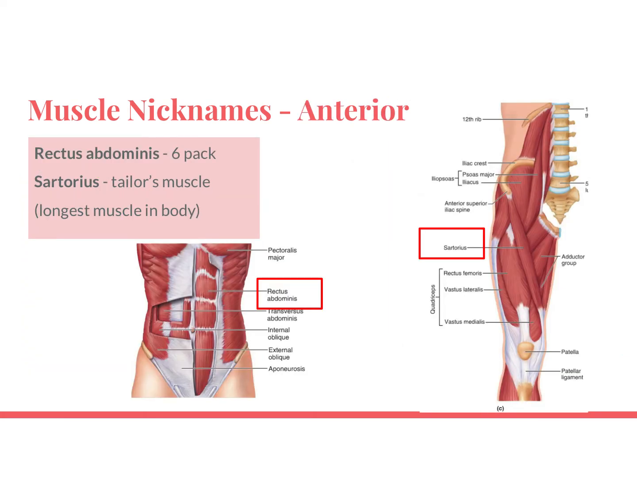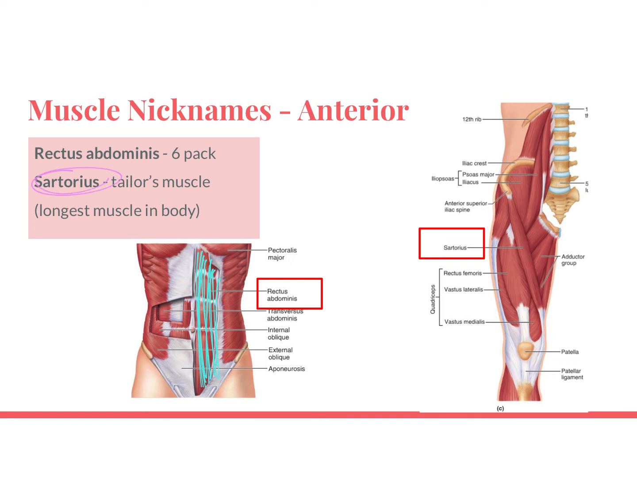Okay, there are nickname muscles elsewhere in the body. We have the rectus abdominis. That's known as the six-pack muscle, and that is what would form the traditional six-pack of people's bodies. So that's why it's known as the six-pack. Sartorius is another muscle that has a nickname.